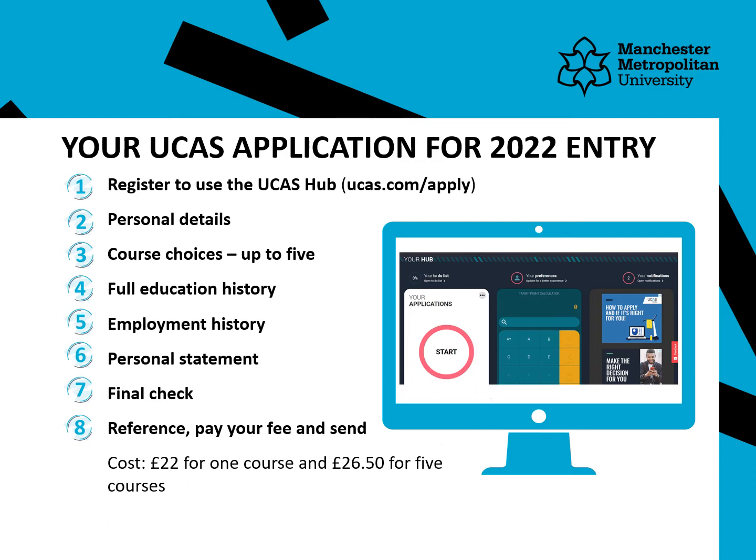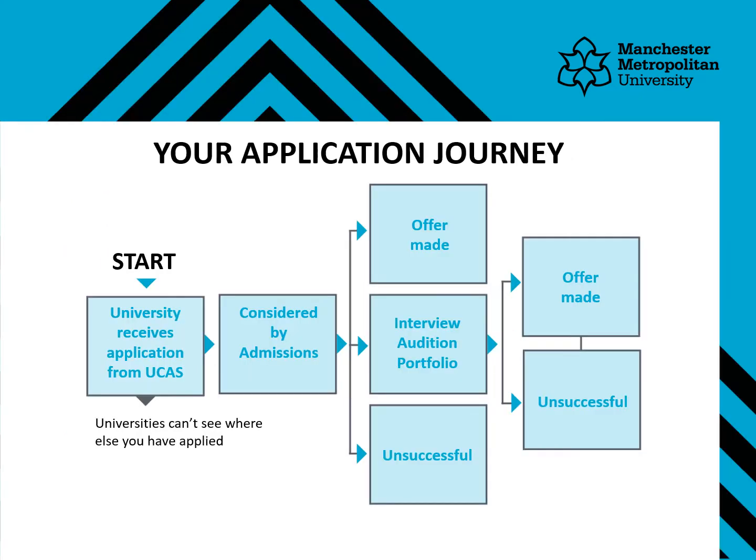There is a cost involved as well with your application, so if you submit your application for one choice, you will need to pay £22. If you apply for more, then you will need to pay £26.50. Typically, most students will apply for up to 5 courses, as it's important to keep your options open at this stage. So what happens after you press send?